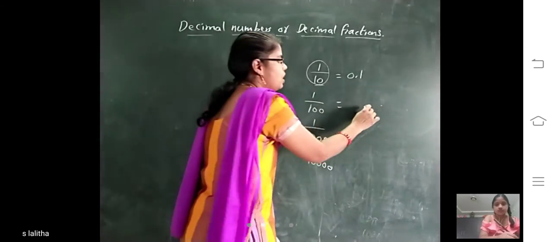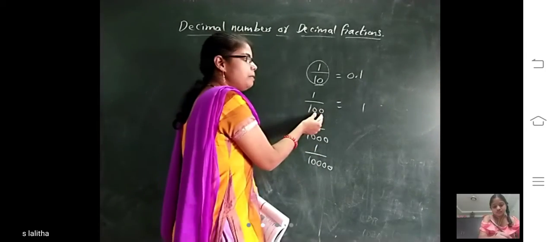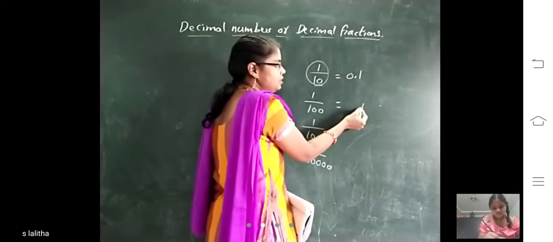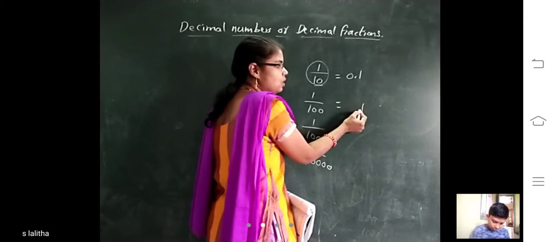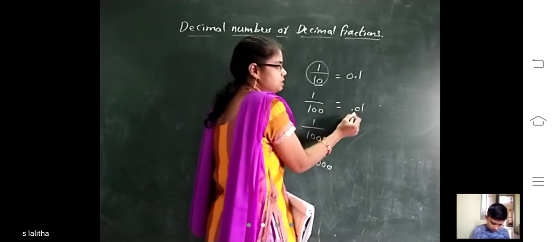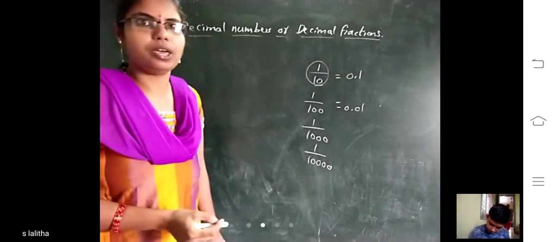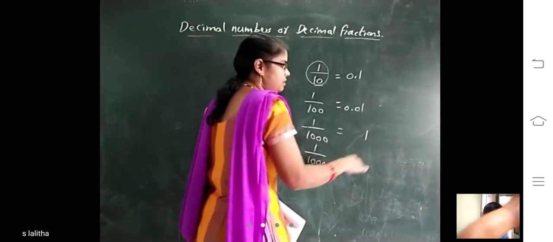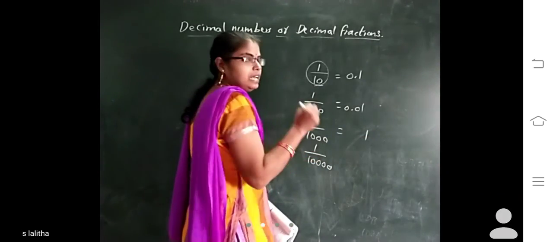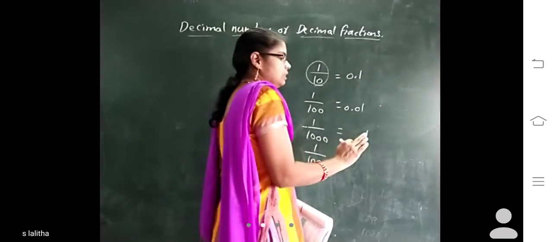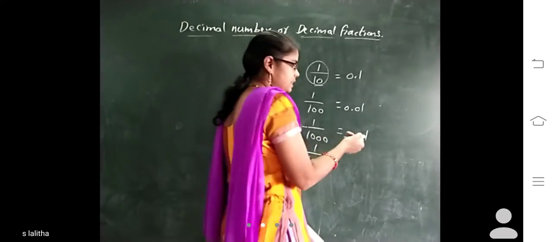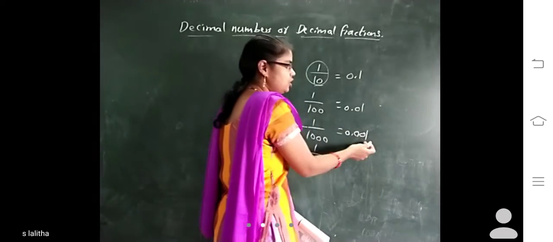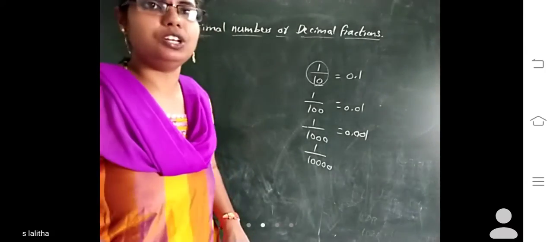Okay, 1 by 100, convert into a decimal number. Numerator is 1, so you have to write 1. And in the denominator, how many zeros are there? 2 zeros. So you have to put the decimal point 2 places from the right side to the left. Here there is no number, so you have to put 0. So 0.01. Okay. Next, 1 by 1000. Numerator is 1. Denominator, how many zeros are there? 3 zeros. So you have to put the point 3 places from the right: 1, 2, 3, so 0.001. Like this you have to convert into decimals.